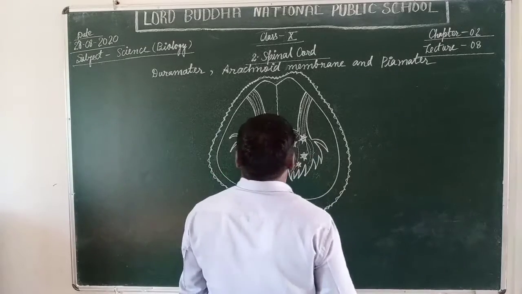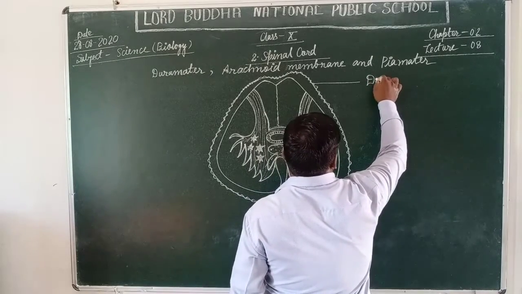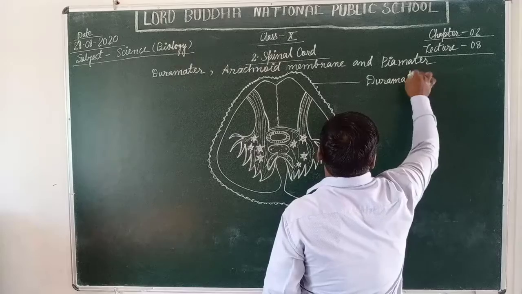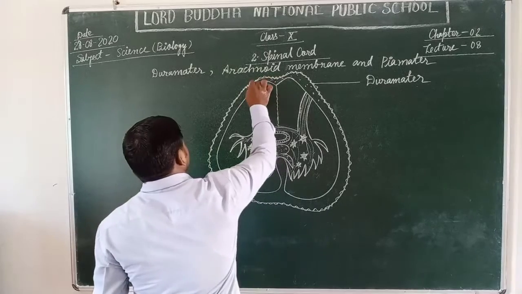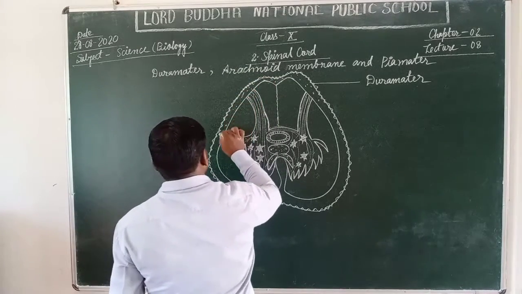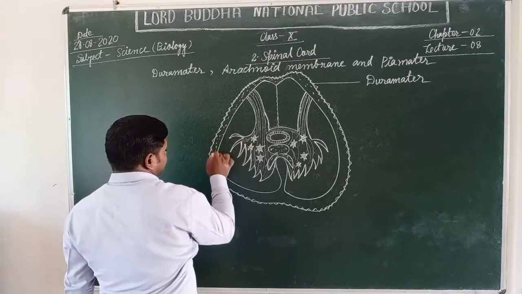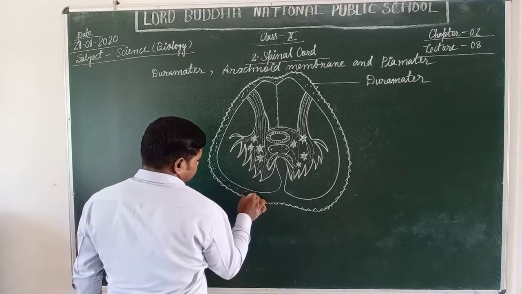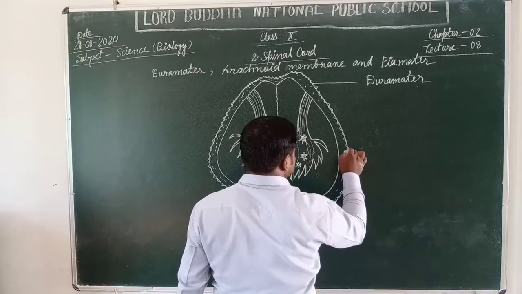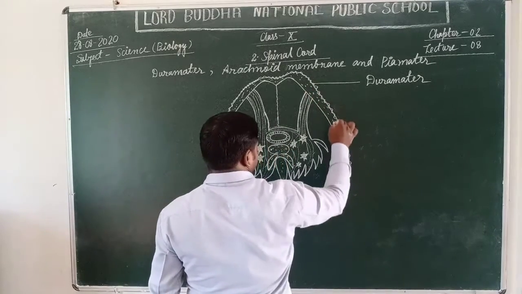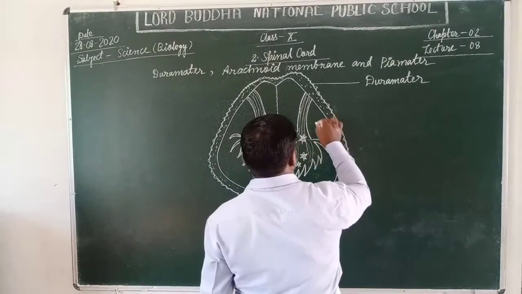Now I am going to label this diagram. This is the outermost layer of the spinal cord, that is called dura mater. And in between the layers there is a white colored fluid, that is called cerebrospinal fluid, as present in the brain cavities. These dotted structures represent the presence of fluid, that is called cerebrospinal fluid.